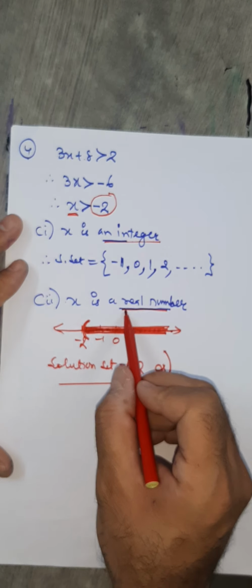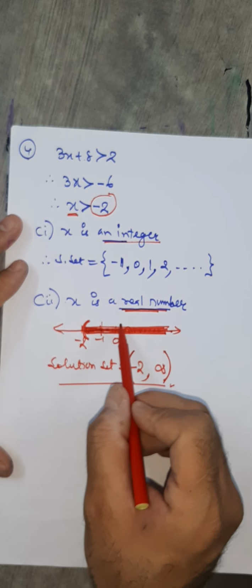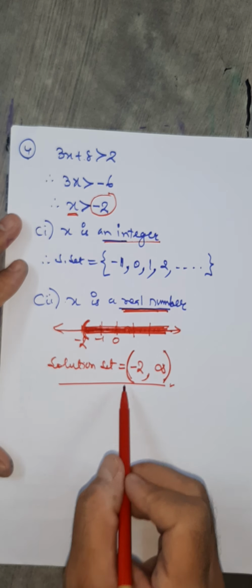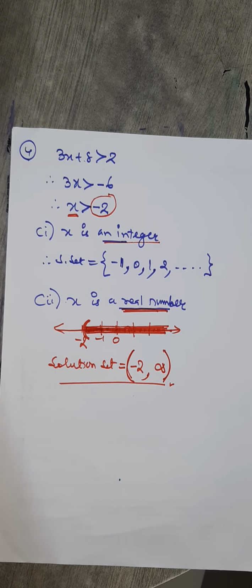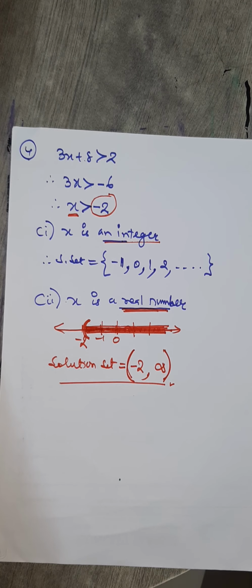What's the difference between a real number and an integer? Integer means only whole numbers, minus 1, then 0, then 1, then 2 and so on. Here it is every number. So here the solution set is minus 2 to which number? Minus 2 goes to infinity, remember. So in this case we have the open interval minus 2 to infinity. Why open interval at minus 2? Because minus 2 is not included in the solution, remember. That's why open interval, that you know now. Okay.